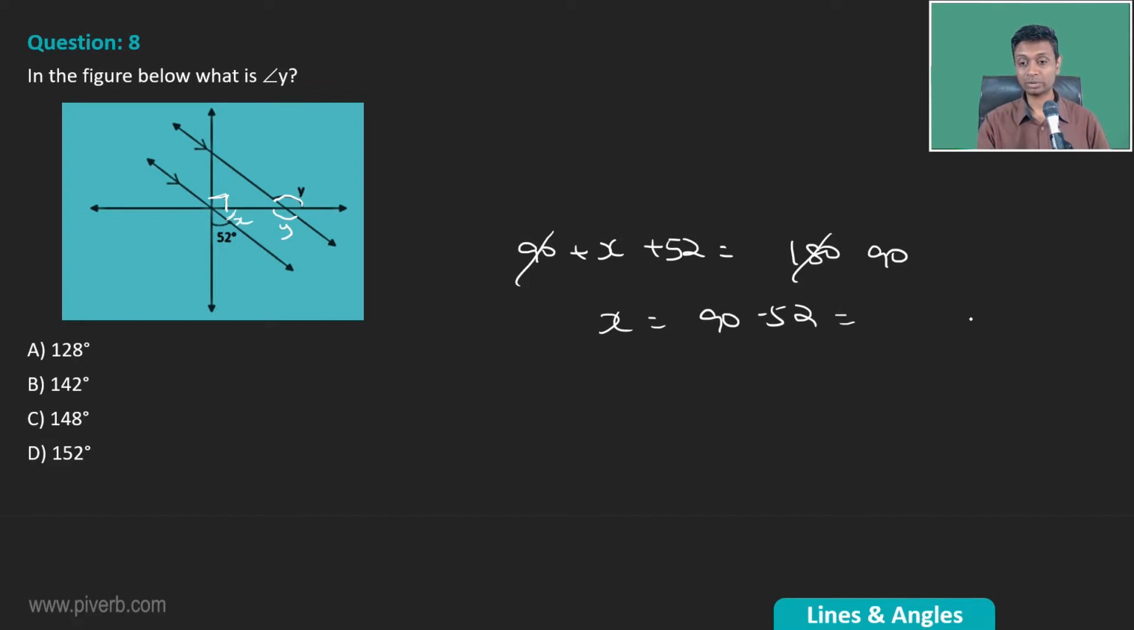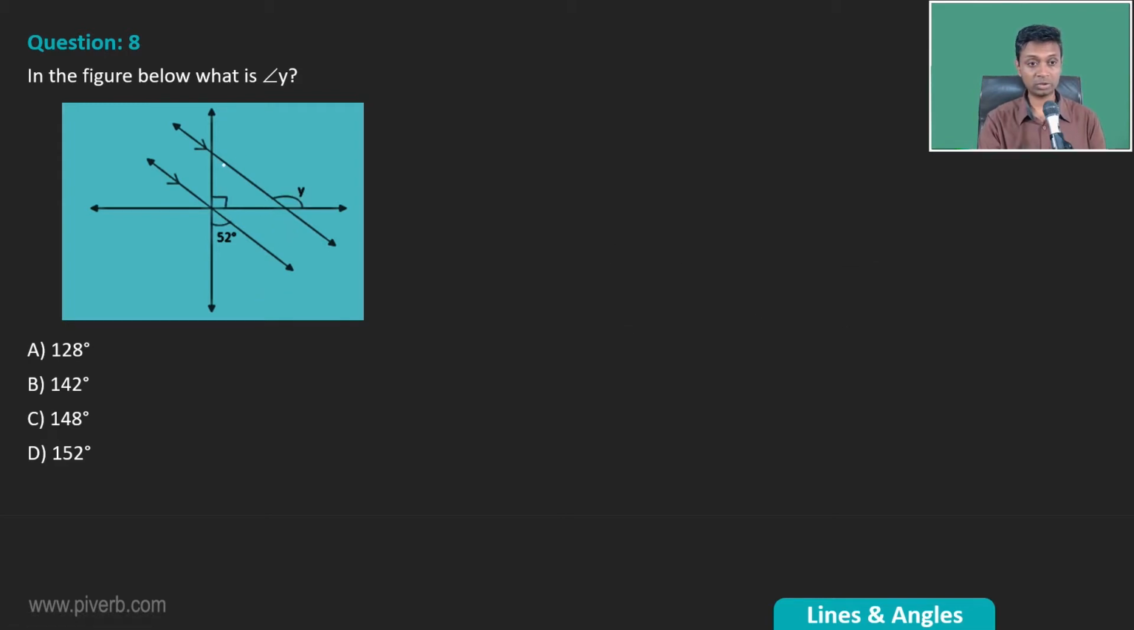90 minus 52: 10 minus 2 is 8, 8 minus 5 is 3, so 38. This is 38 degrees. We still haven't found out y. Let's reimagine y. So this angle is 38.